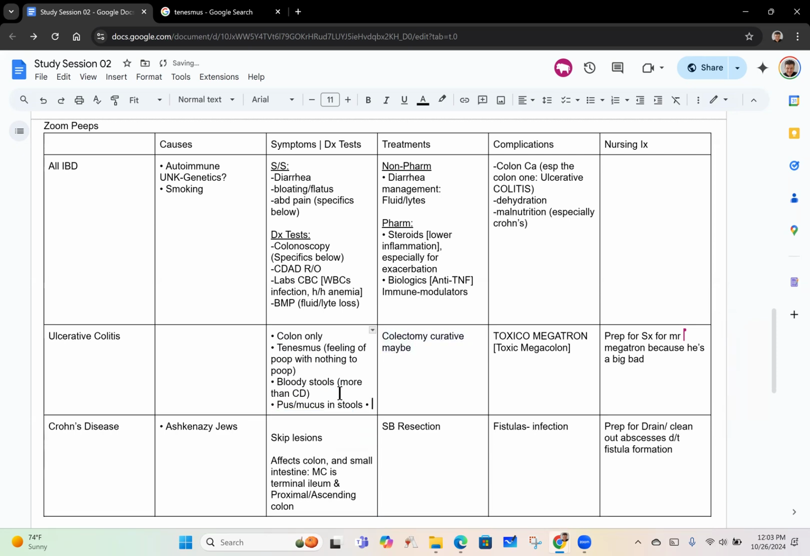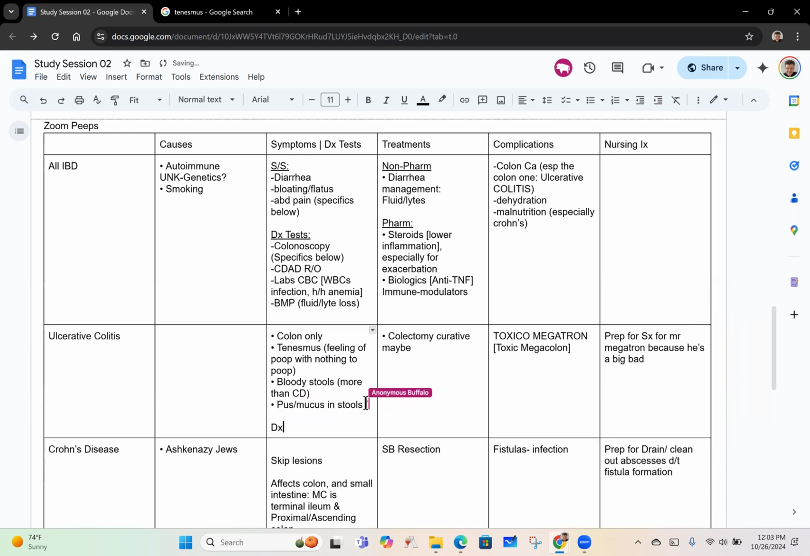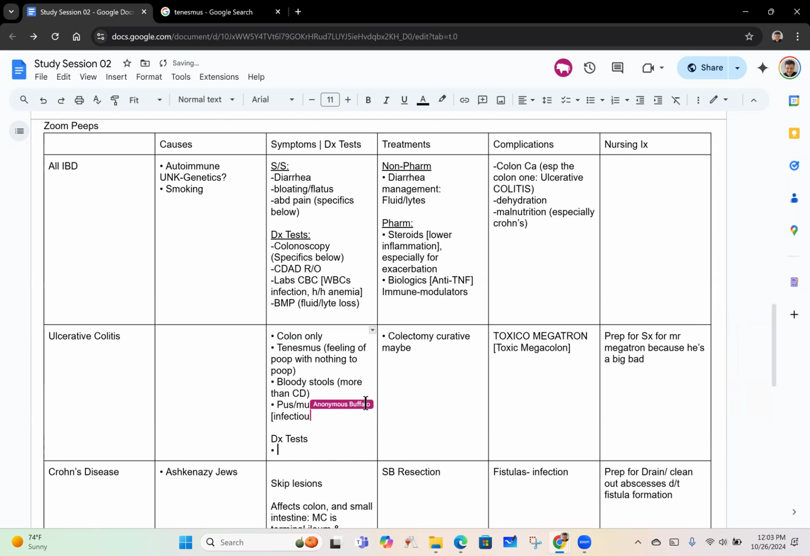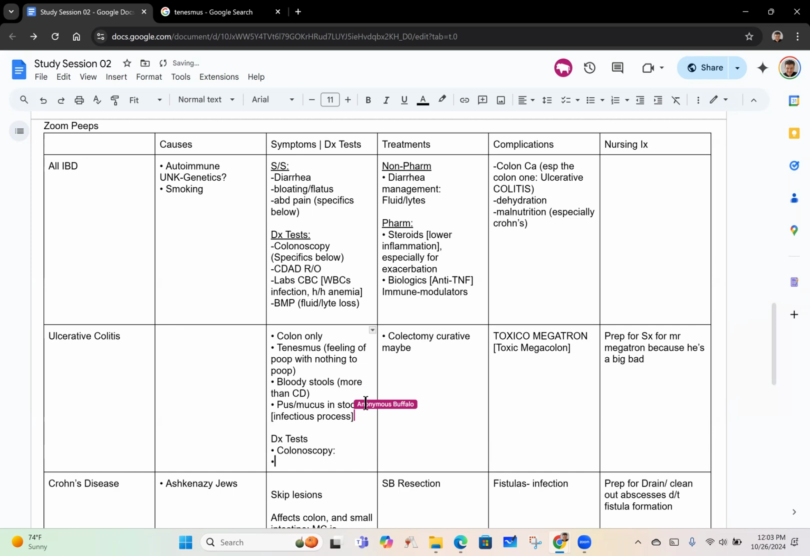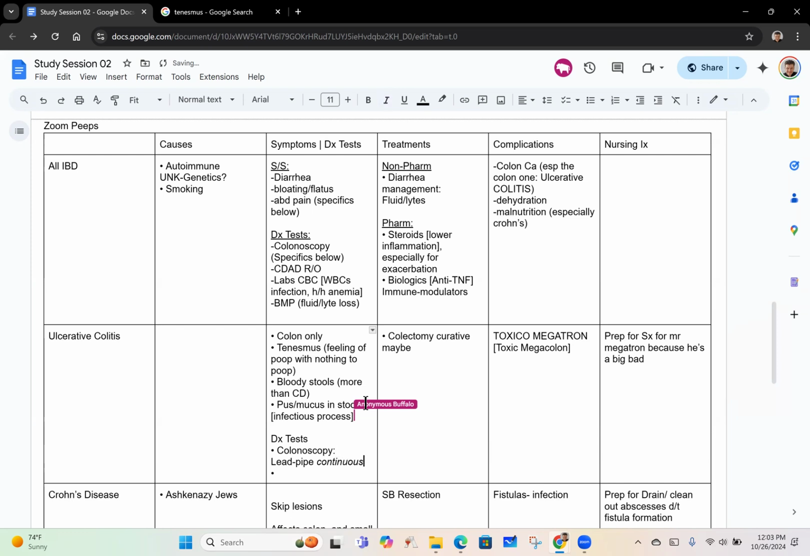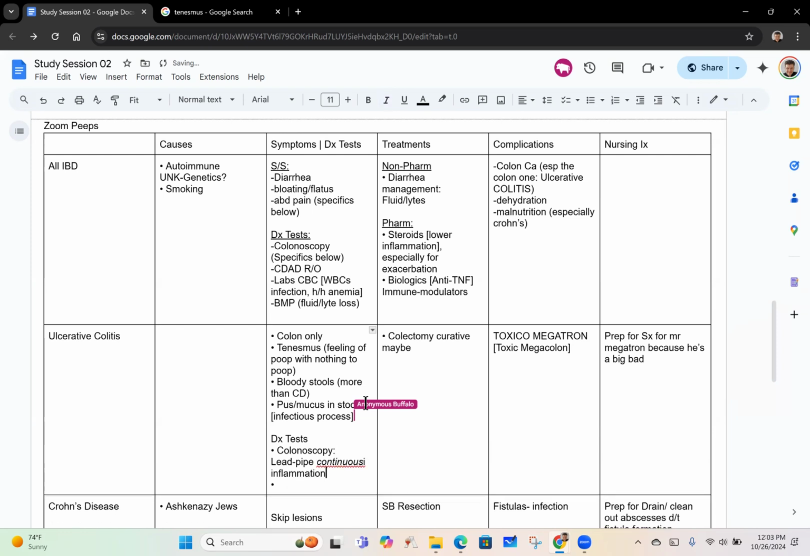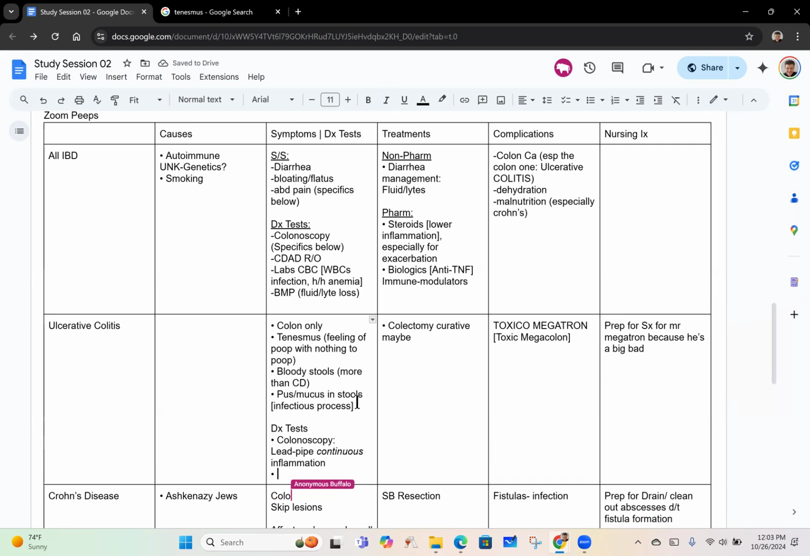Okay, so colectomy. Very good as a treatment. Diagnostic test, let's put some diagnostic tests in there. Right, what are diagnostic tests? Good, colonoscopy, right? And we said we were going to specify below, what are they going to have in colonoscopy? Lead pipe, right? Continuous inflammation. Get rid of, okay. And then what about the other diagnostic tests?